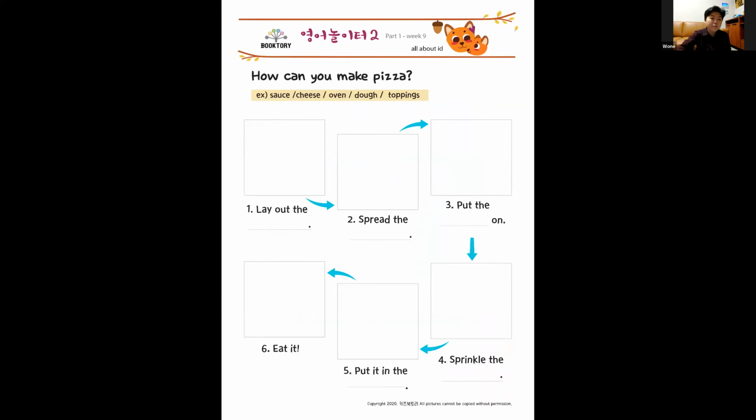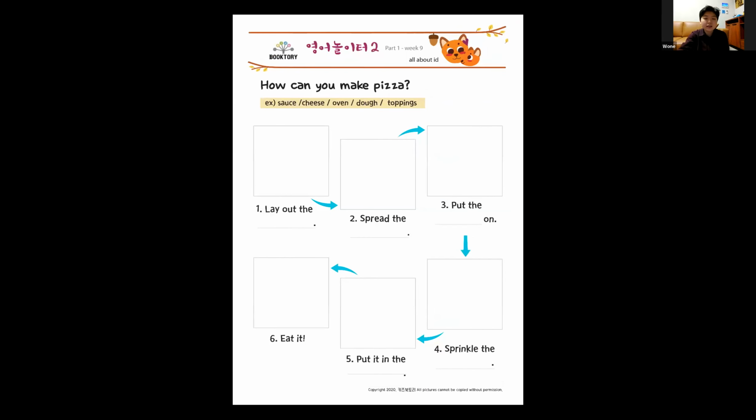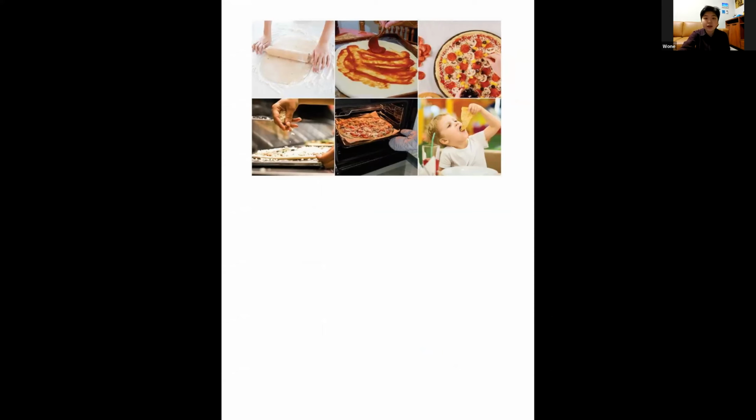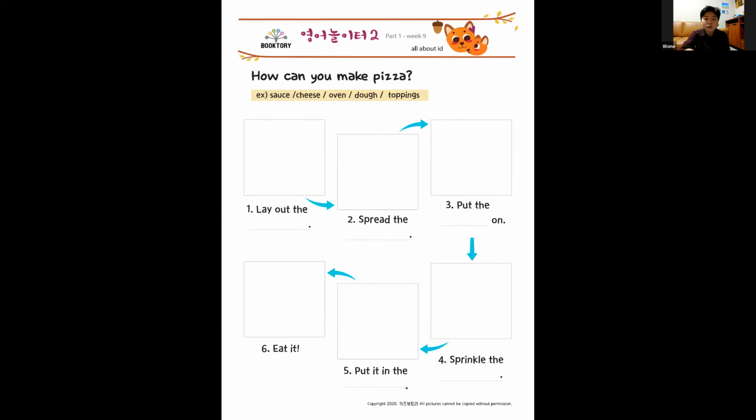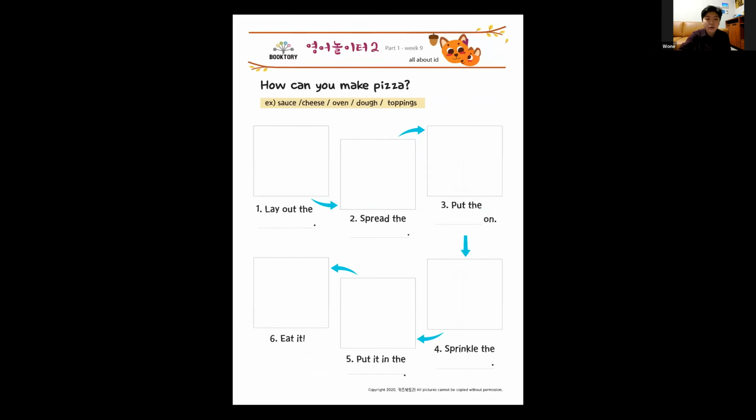So, how can you make pizza? How do we make pizza? Let's talk about the steps of making a pizza. Before we fill this out, you're going to have to cut these pictures out, okay? Cut them out one by one, and we're going to glue it on to here and talk about it. So first, let's talk about our ingredients and what we need to make a pizza.